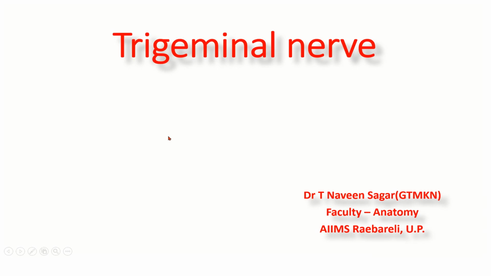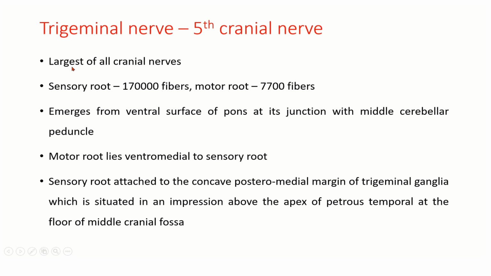Good evening, students. Today we'll be discussing the trigeminal nerve. It is the largest of all cranial nerves. The sensory root contains approximately 1,70,000 fibers and the motor root approximately 7,700 fibers. It emerges from the ventral surface of the pons at its junction with the middle cerebellar peduncle. The motor root lies ventromedial to the sensory root at the point of emergence.